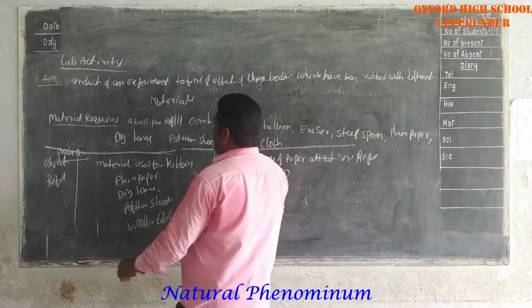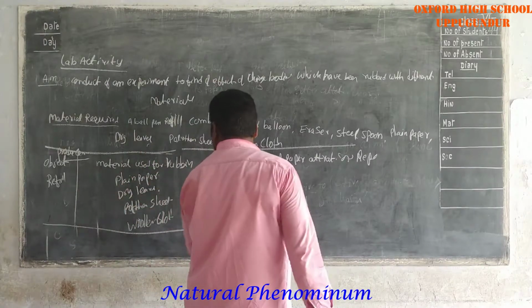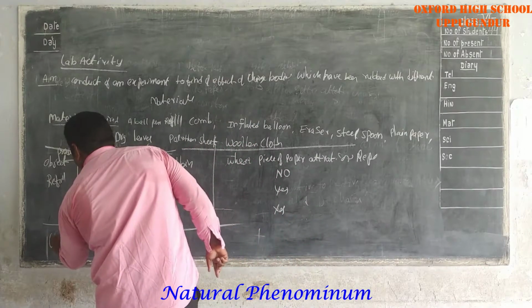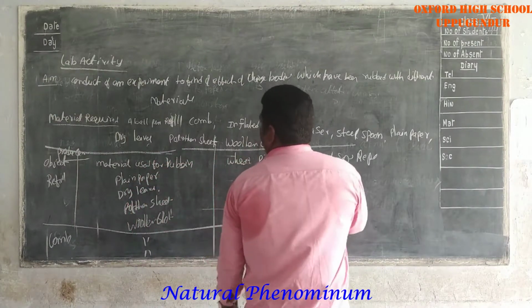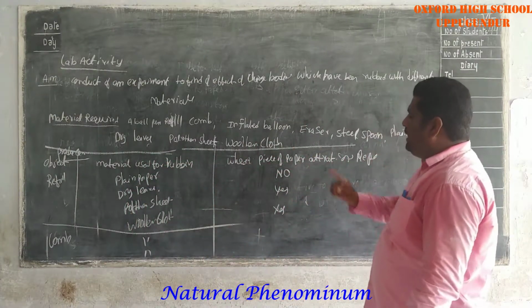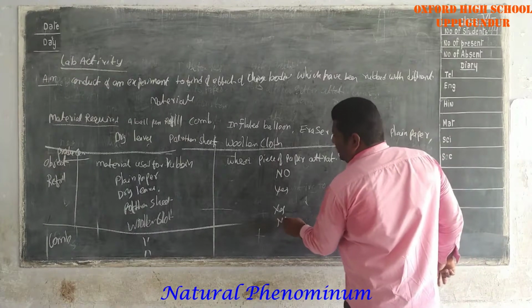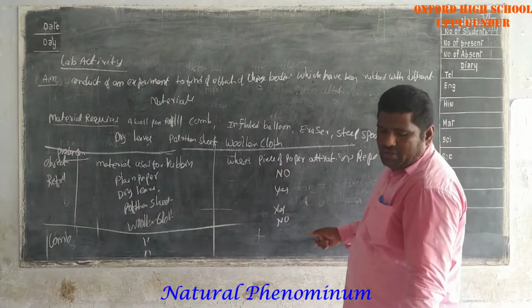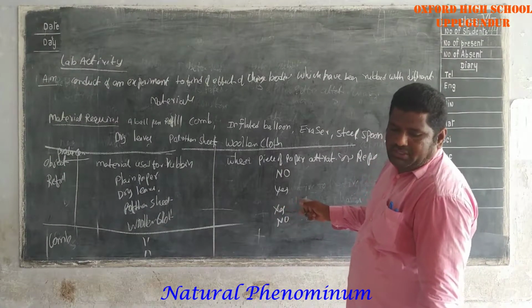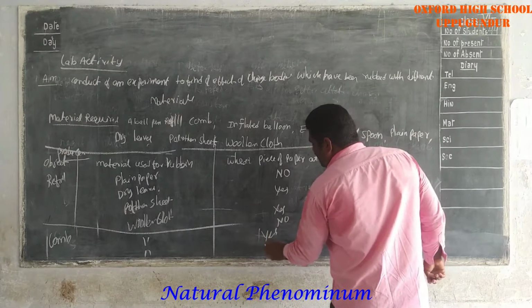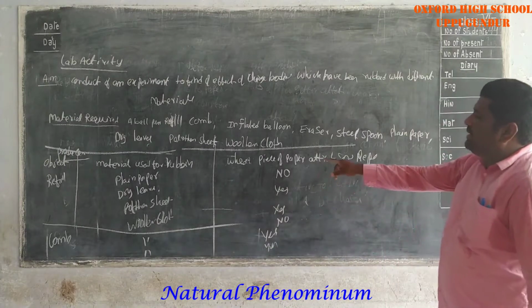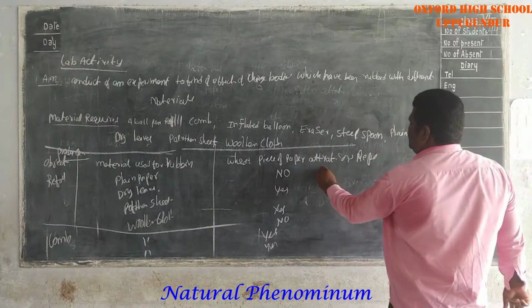Next we take the comb. Same materials. Comb with plain paper does not attract them. Next, polythene sheet and woolen cloth: they attract them. Yes and yes. Next we are talking about the eraser.